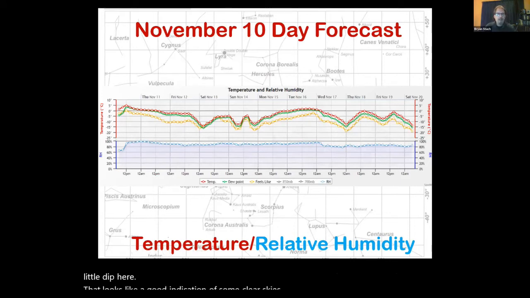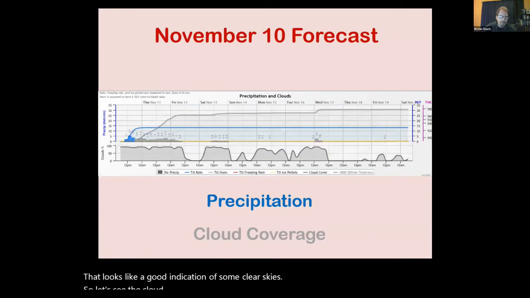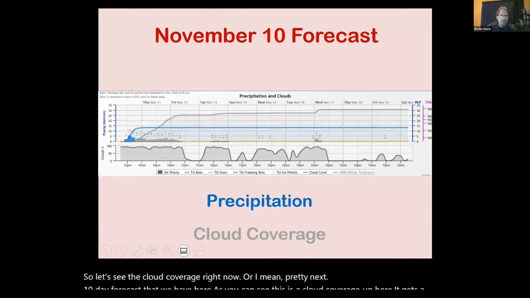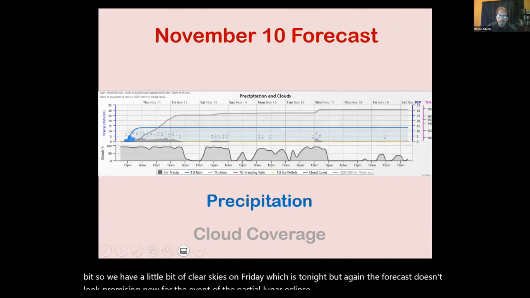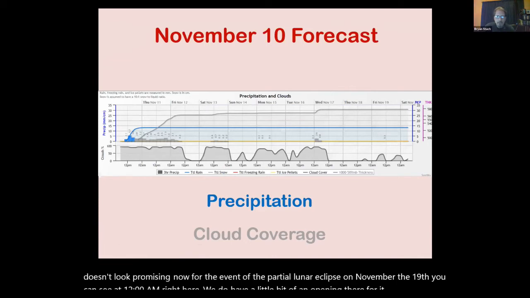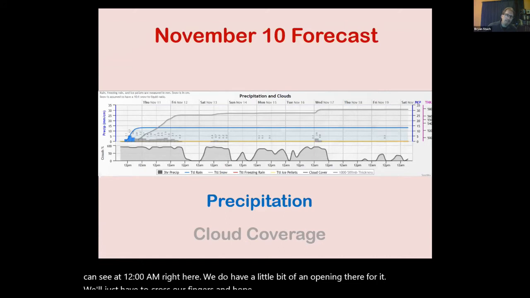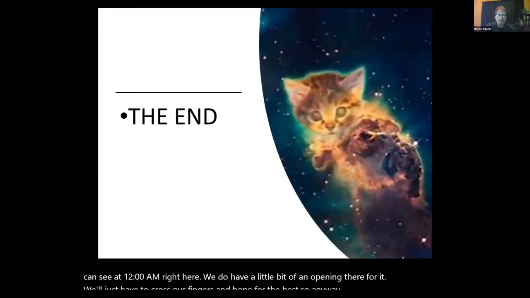So let's see the cloud coverage for the next 10-day forecast that we have here. As you can see, this is the cloud coverage up here. It dips a little bit. So we have a little bit of clear skies on Friday, which is tonight. But again, the forecast doesn't look promising. Now for the event of the partial lunar eclipse on November the 19th, you can see at 12 a.m. right here, we do have a little bit of an opening for it. We'll just have to cross our fingers and hope for the best. So anyways, clear skies to everyone and have a good evening. Thank you.